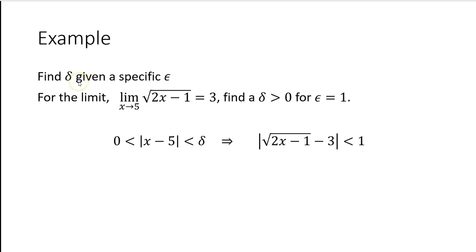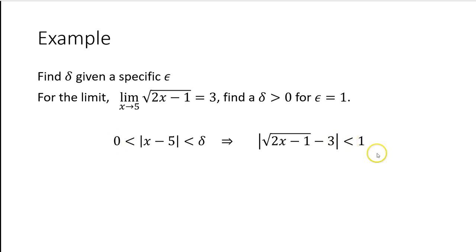Let's get to what we really want to solve for. Given epsilon, find delta. For the limit as x goes to 5 of the square root of 2x minus 1 equals 3, find a delta greater than 0 for epsilon equals 1. 0 is less than the absolute value of x minus 5 is less than delta, implies the absolute value of the square root of 2x minus 1 minus 3 is less than 1.